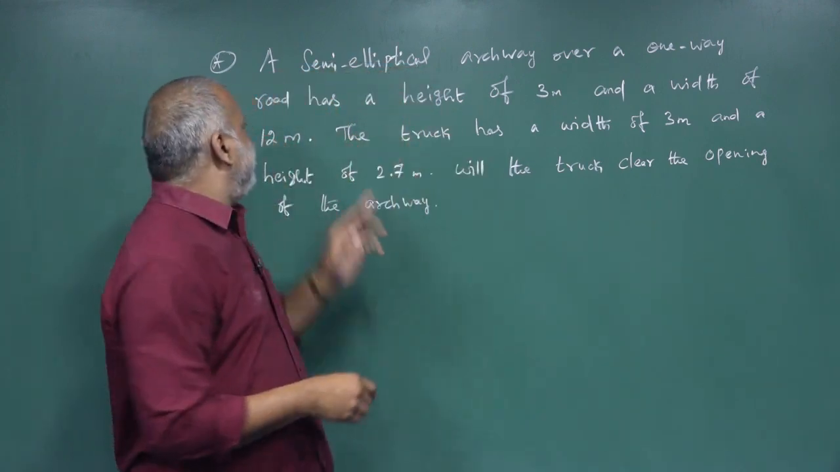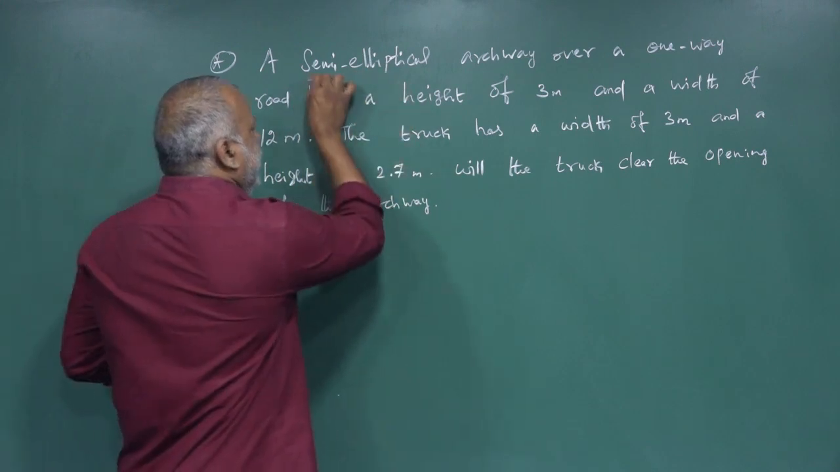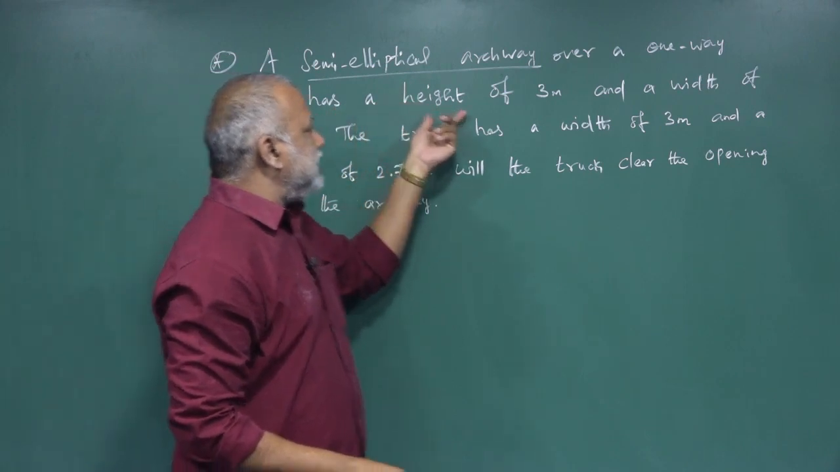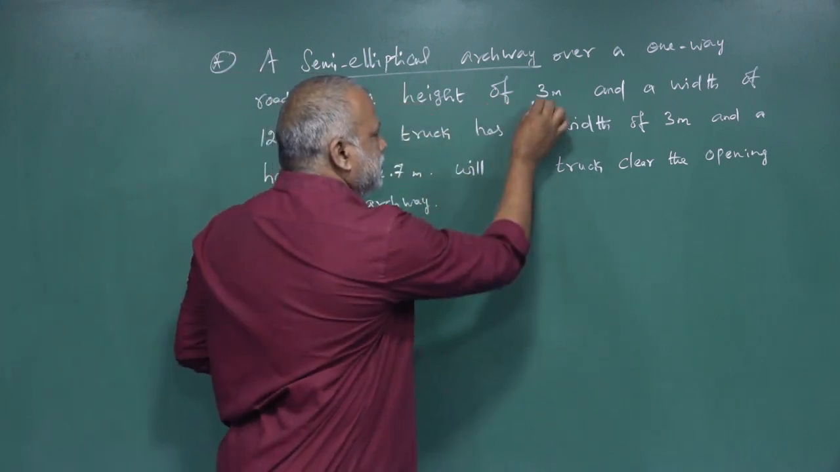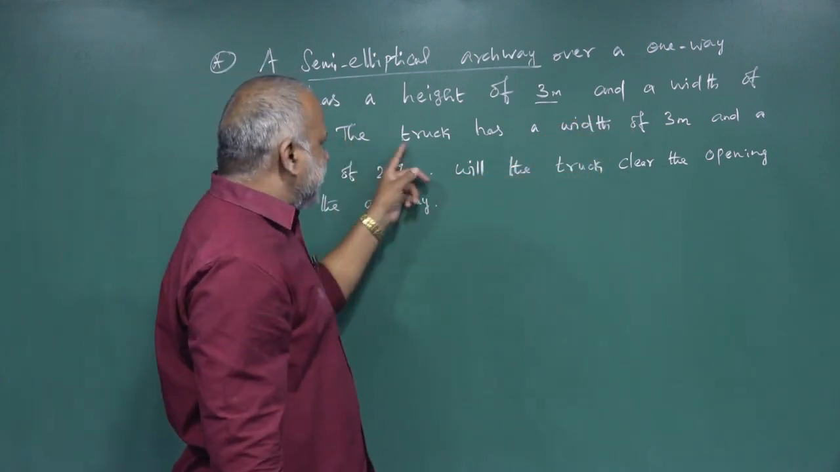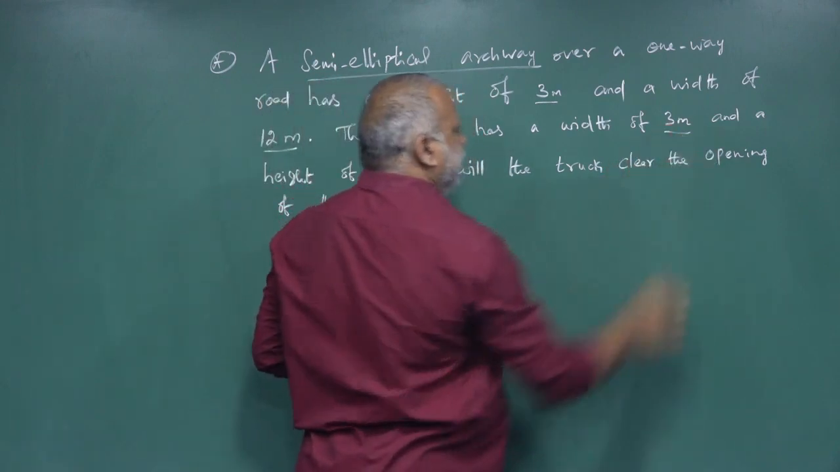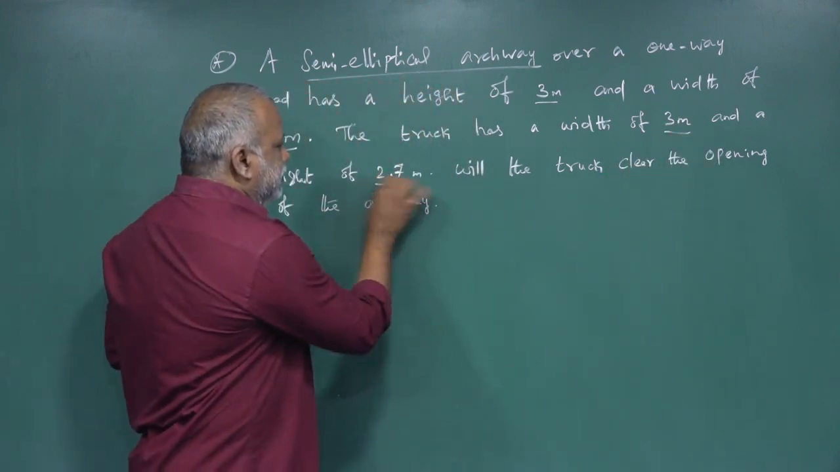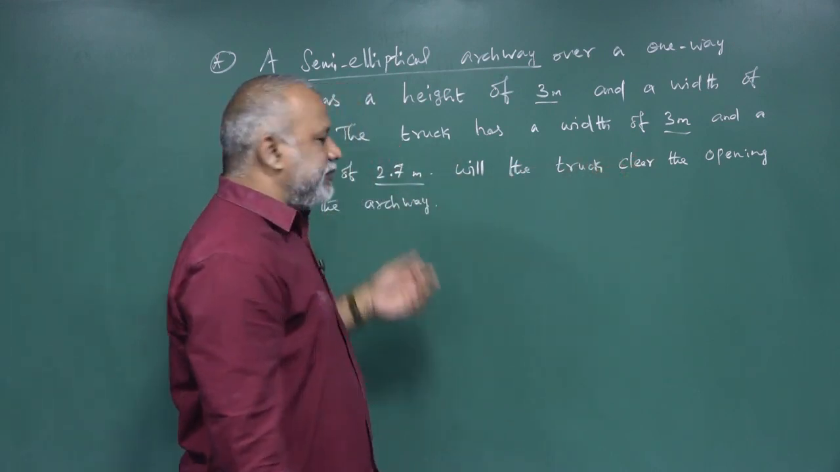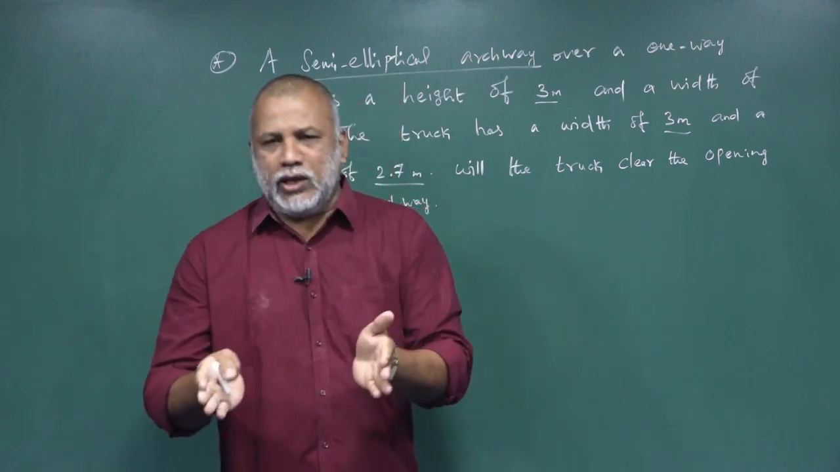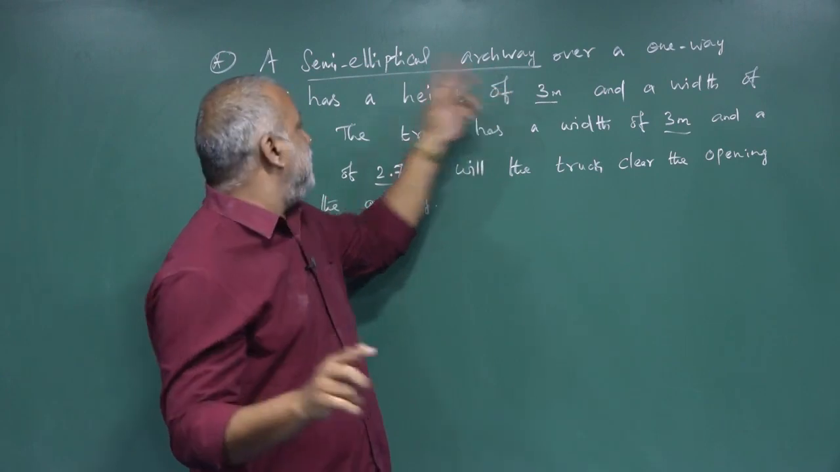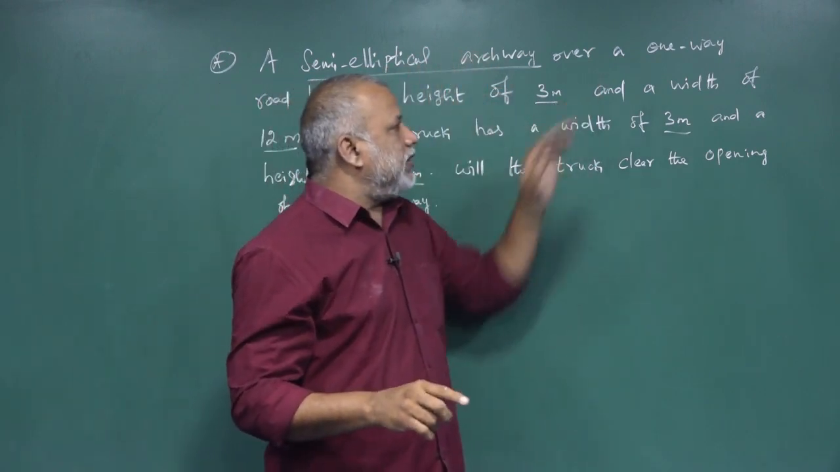Read the question carefully. A semi-elliptical archway over a one-way road has a height of 3 meters and width of 12 meters. The truck has a width of 3 meters and a height of 2.7 meters. Will the truck clear the opening of the archway? You are able to see many roads have some arches. Here also we have one semi-elliptical arch over a road.